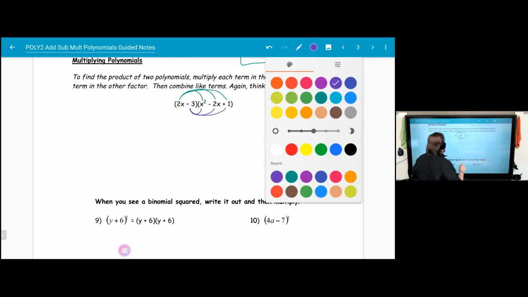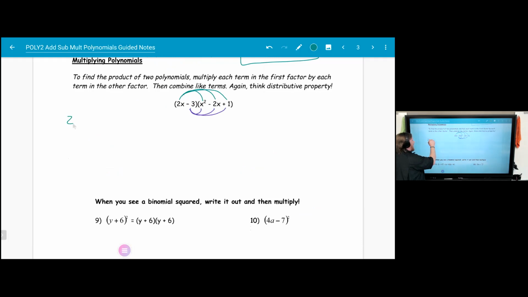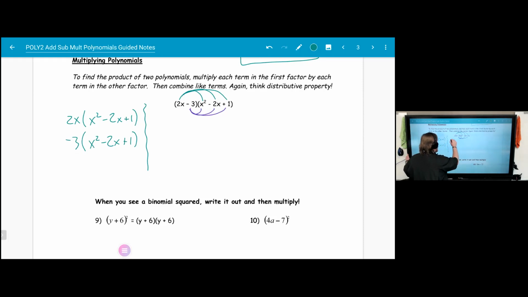Here's how I like to write this out. I'm going to take my first term in the first polynomial, so 2x times x squared minus 2x plus 1. Give myself a little room over here. Then I'm going to say negative 3 times x squared minus 2x plus 1. I'm going to take and distribute all those things through and then combine like terms. That's why it comes full circle, right? So 2x times x squared is 2x cubed minus 4x squared, because 2x times negative 2x is negative 4x squared, plus 2x, because 2x times 1 is 2x.